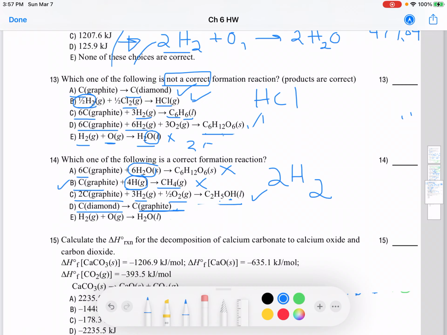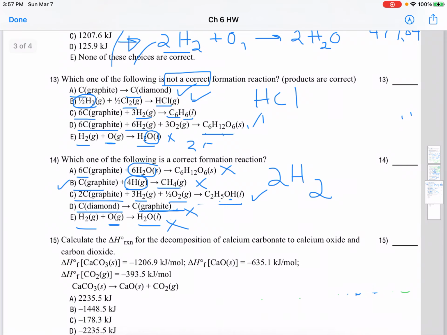And then the last one, water. There are 2 hydrogens, so H2. Oxygen has to be written as half oxygen. So this is also not correct. This is also not correct. So the correct one is C. Okay. 15.